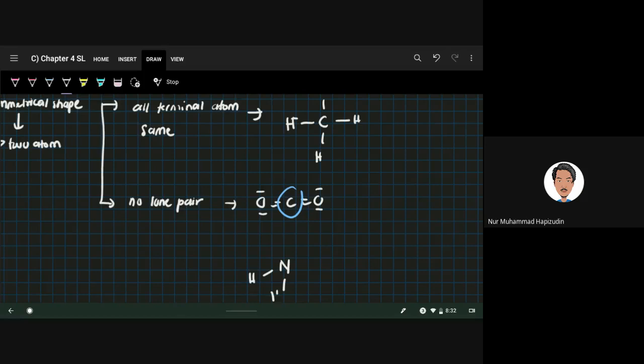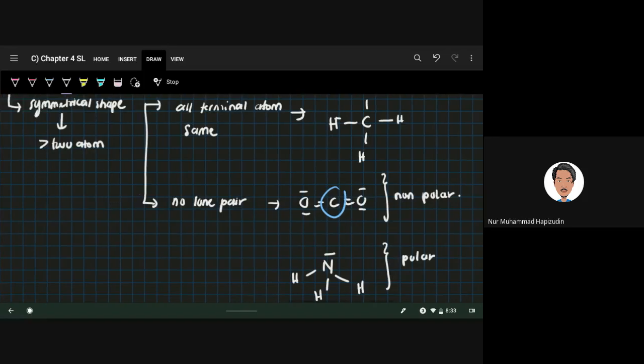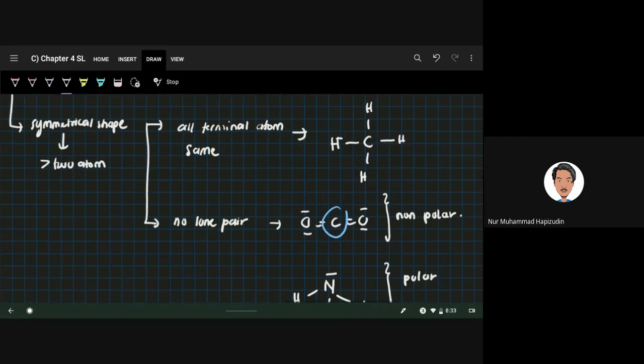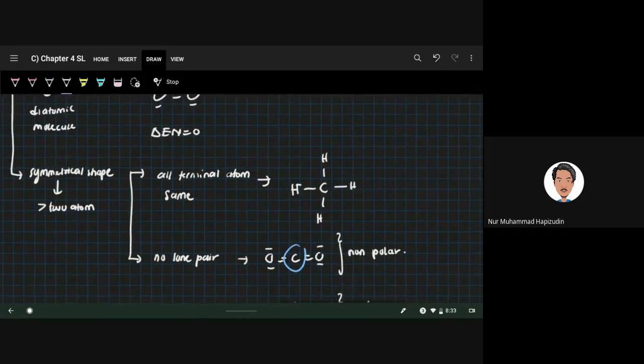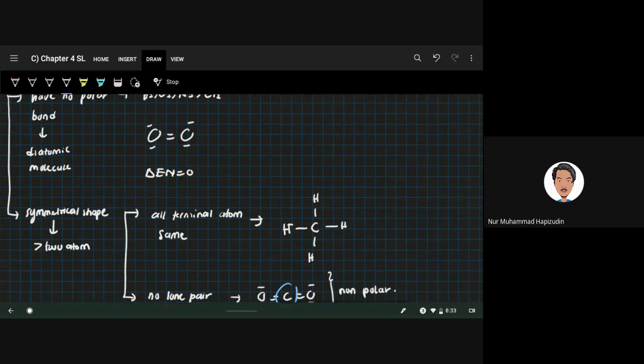NH3, ammonia. Ammonia has a lone pair, so this is polar. But carbon dioxide is non-polar. Okay, carbon dioxide has polar bonds, but because it has no lone pair and has a symmetrical shape, this is a non-polar molecule. Okay, so itu dua lah properties for non-polar molecule.